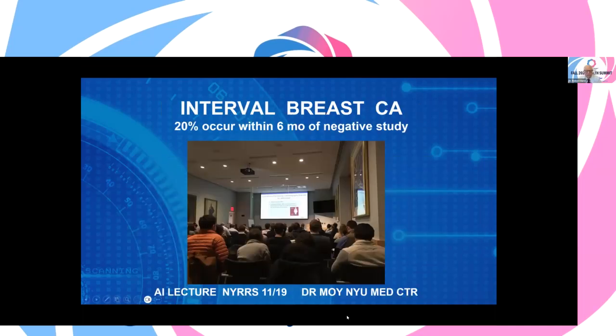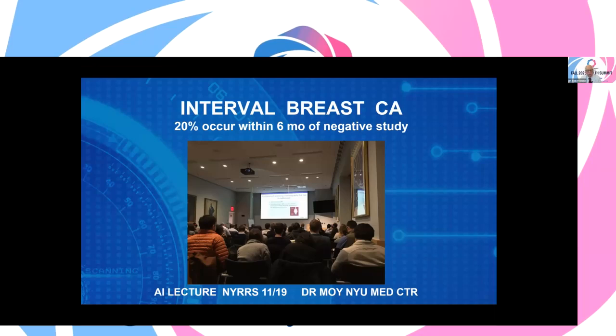Okay, interval breast cancer. We've known this for, I'd say, the last 20 years now, but people never thought about it because it wasn't a common occurrence. But we started seeing it now that we have better imaging technology. So this happens to be a lecture at NYU, where we're noticing that 20% occur within half a year of a normal ultrasound, mammogram, or whatever study.